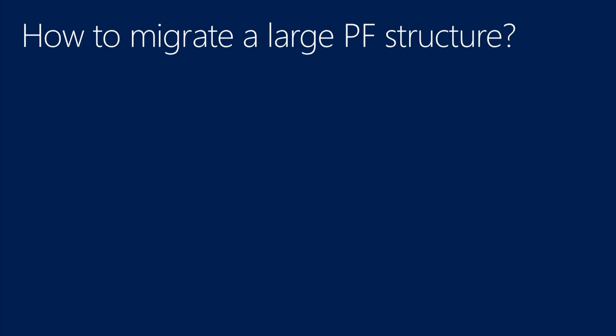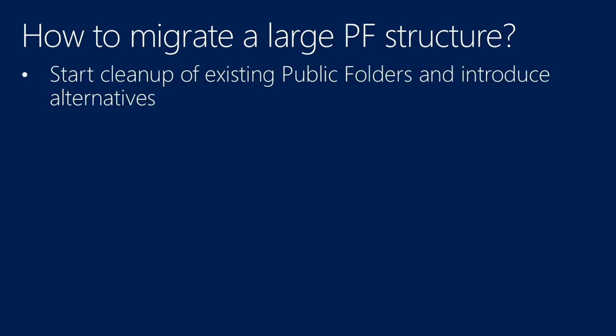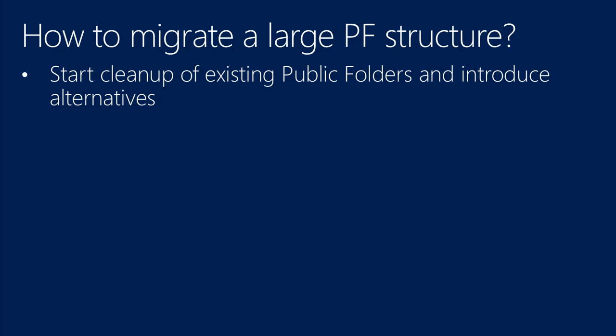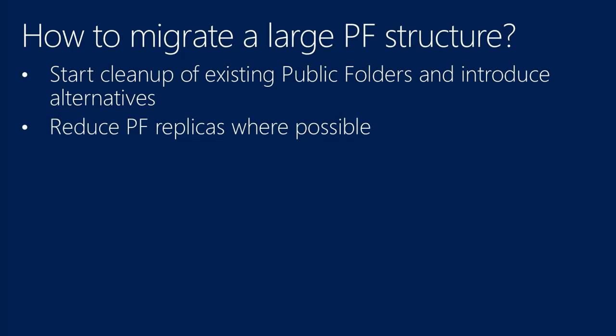So how would I migrate a large public folder structure? This sums up a bit of the talk that we had about migration. The first thing would be to clean up the existing public folders and introduce alternatives as much as possible, so reduce your structure. Reduce replicas where possible, because they might not be needed. A replica is a complication that you can get out of the way.